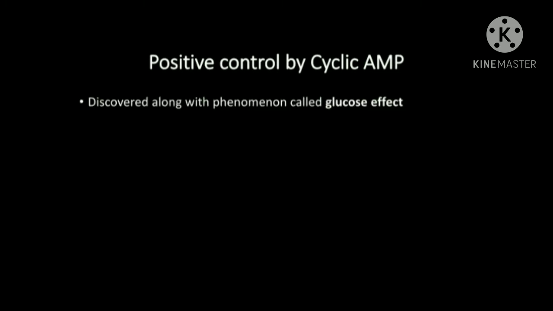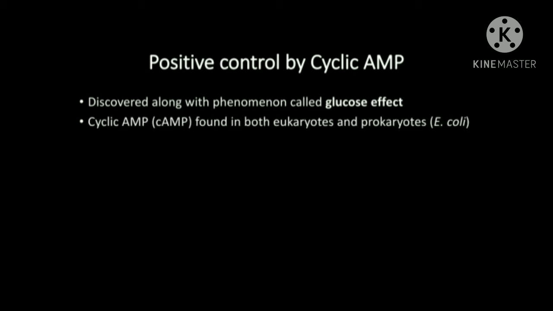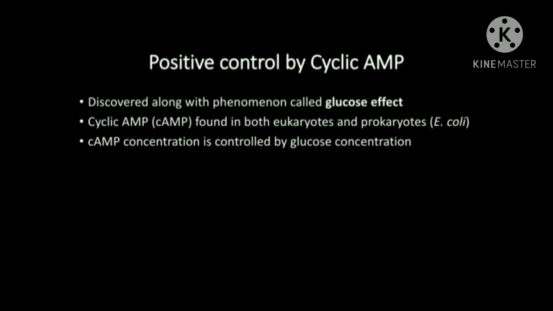In this process, the cyclic AMP helps in the transcription. Initially, cyclic AMP was thought to be seen only in eukaryotes, but later it was discovered in E. coli. The cyclic AMP concentration is controlled by glucose concentration. That is, when glucose concentration is higher, the cyclic AMP concentration gets lower. So, when glucose is present in the medium, it suppresses other catabolic substances like beta galactosidase, which is needed to degrade the substances.